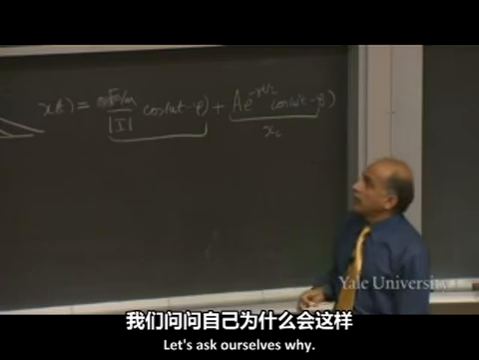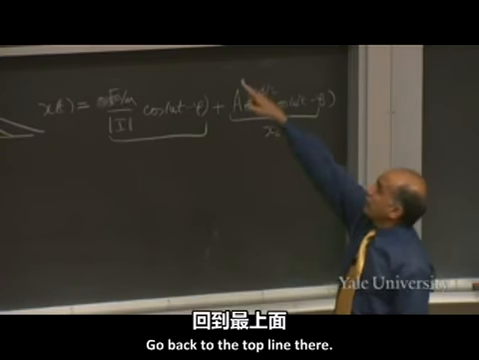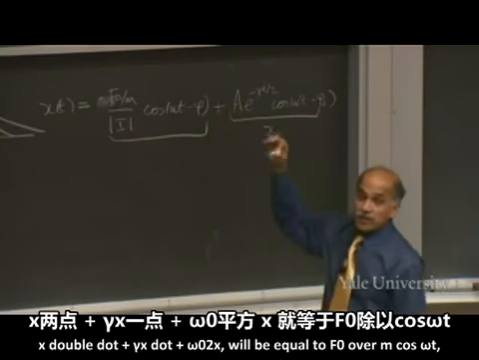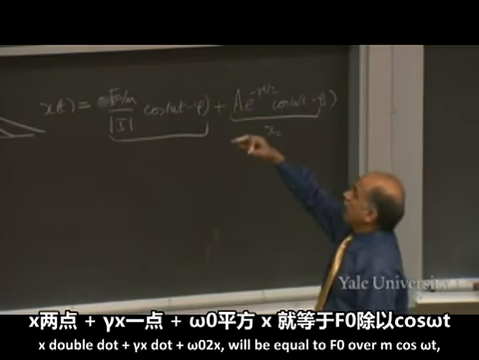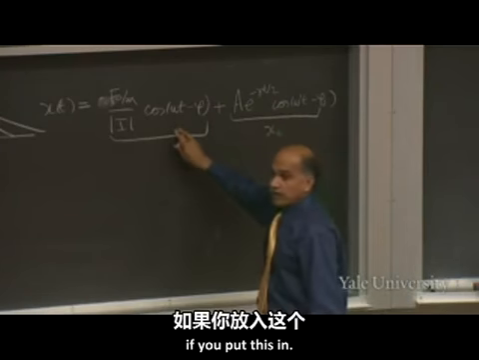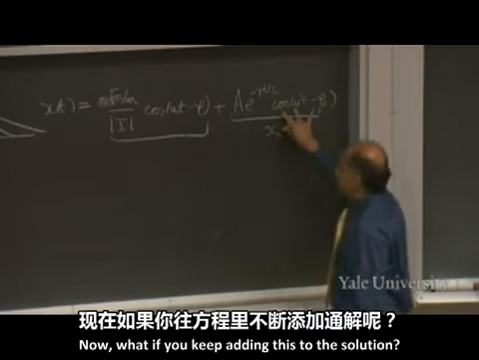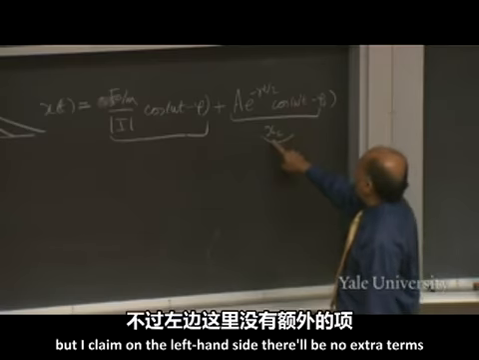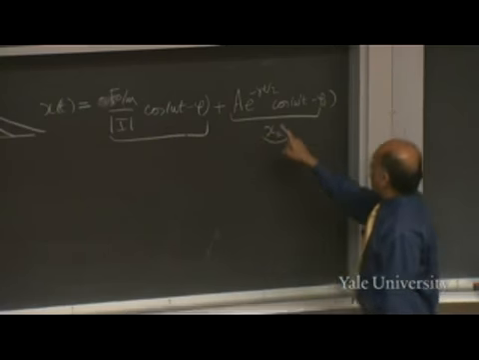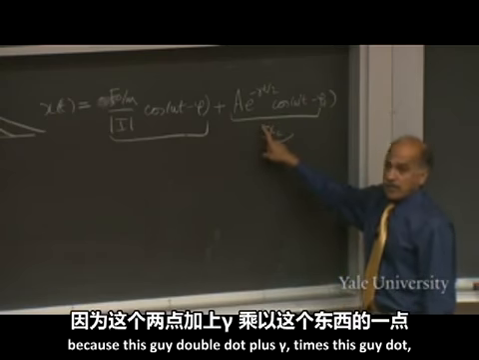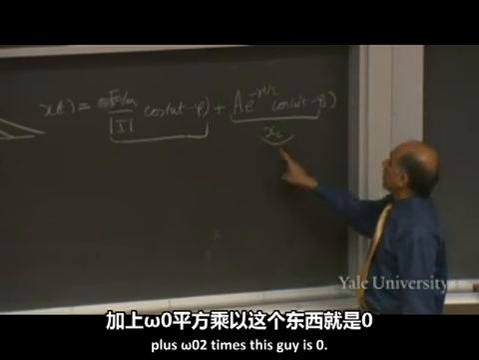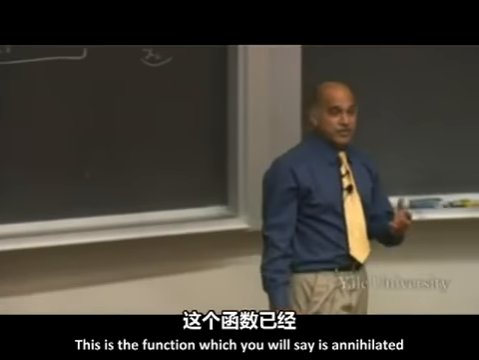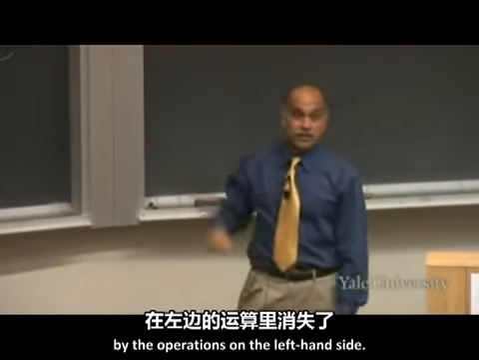Let's ask ourselves why. Go back to the top line there: x double dot plus gamma x dot plus omega naught squared x will be equal to F naught over m cosine omega t if you put this in. Now, what if you keep adding this to the solution? Will you mess it up? Imagine adding this to the left-hand side, but I claim on the left-hand side there'll be no extra terms because this guy double dot plus gamma times this guy dot plus omega naught squared times this guy is 0. This is the function which you say is annihilated by the operations on the left-hand side.